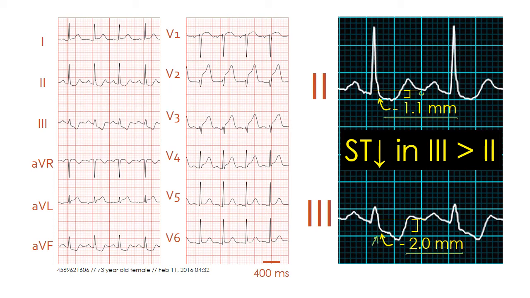We want to re-emphasize that in patients that have an obstruction in the left anterior descending coronary artery that is distal to the first septal coronary artery but proximal to the first diagonal branch, the ST segment is more depressed in lead 3 than in lead 2.